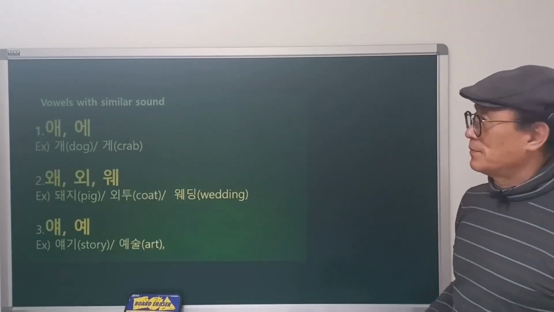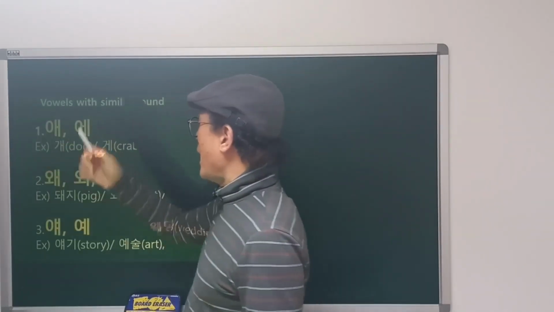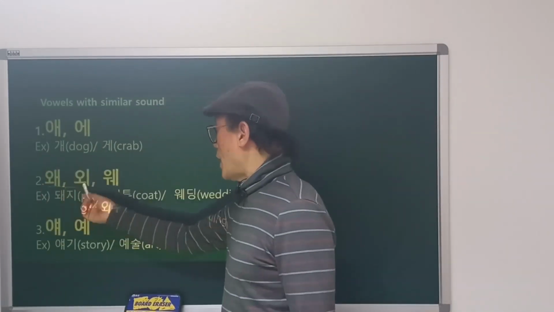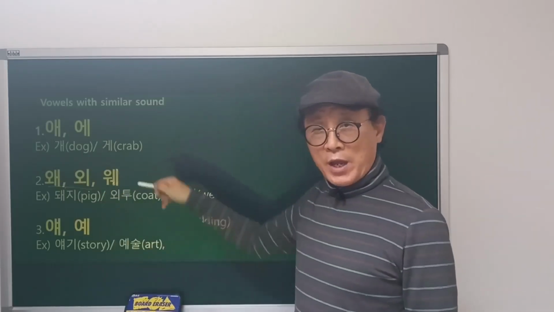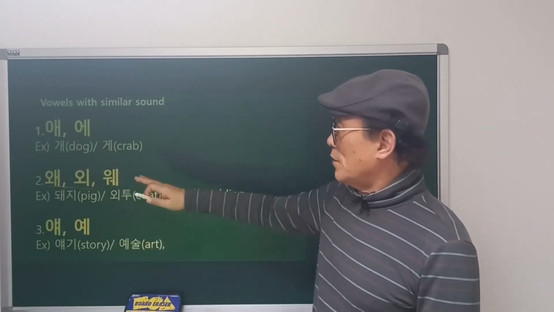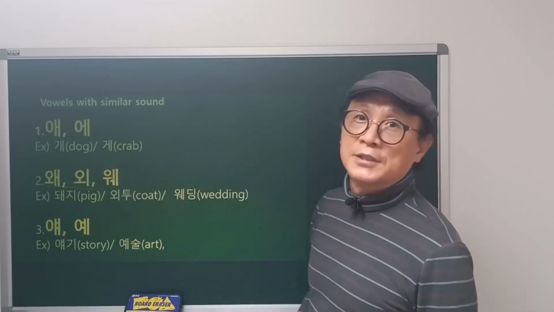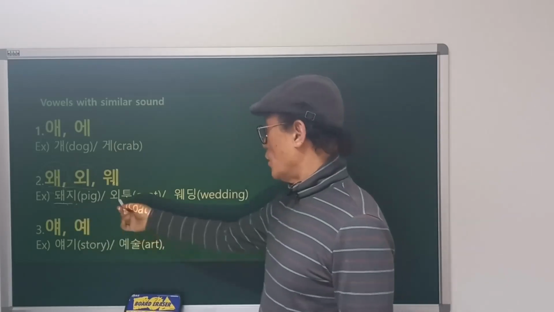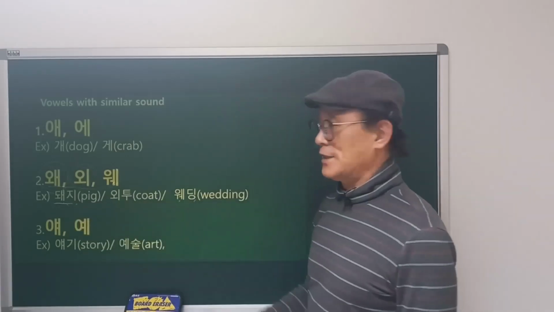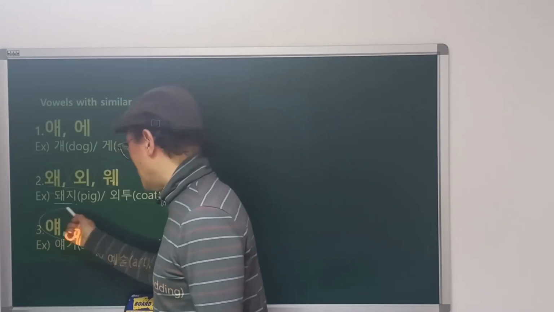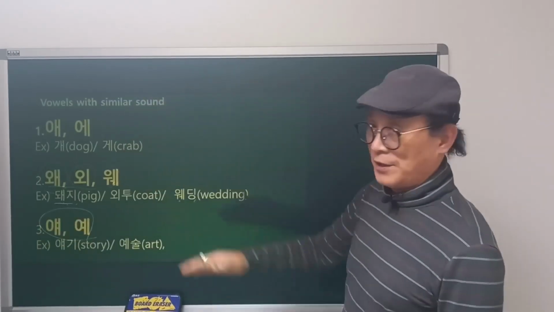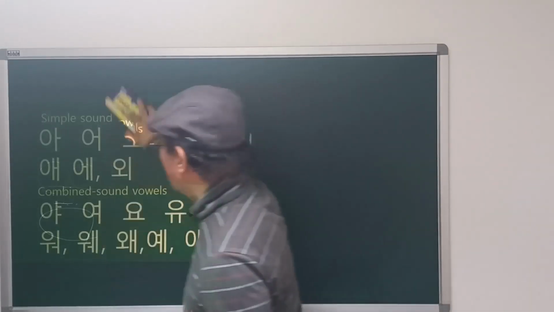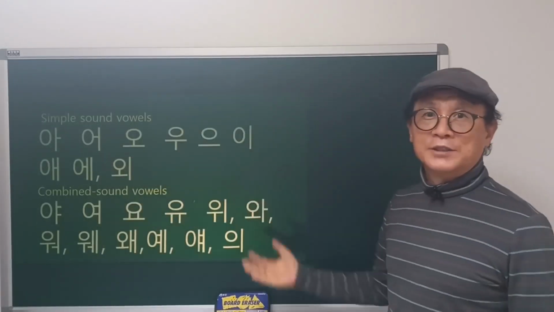It's kind of a summary. These two vowels, e. And these three combined vowels, we. Even though the shapes look different, the sound is almost the same. 돼지, 돼지. 외투, same way. These two, yeah. I introduce also these two vowels. This is 예, 예. So these are all the vowels in Korean.